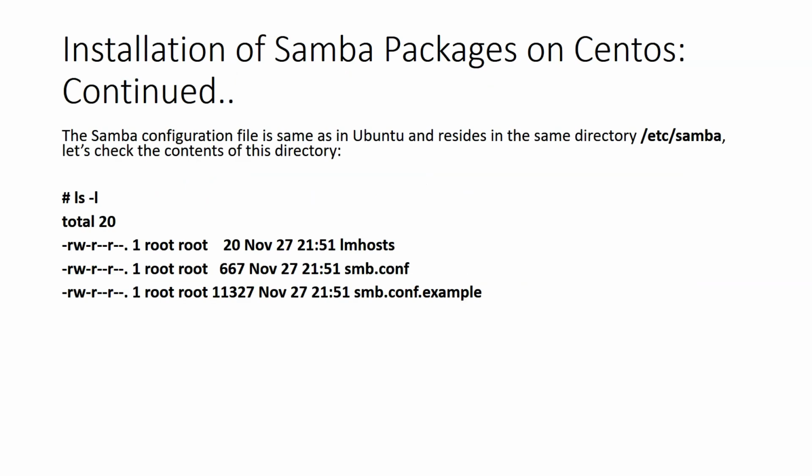Installation of Samba package on CentOS, we continue. The Samba configuration file is the same as in Ubuntu and resides in the same directory, /etc/samba. Let's check the content of this directory. So we see files called lmhosts, smb.conf, smb.conf.example.